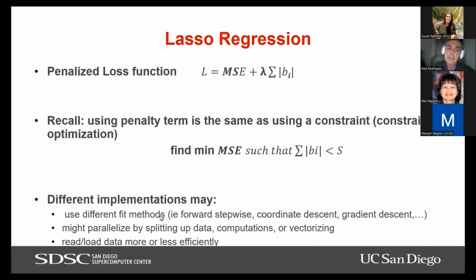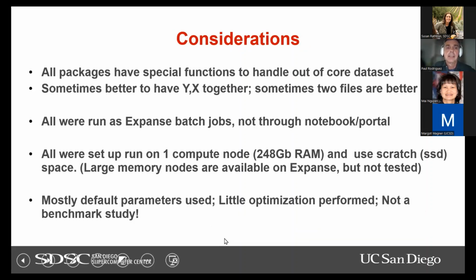So that means you're going to have different fit methods. Maybe you're using coordinate descent. Maybe you're using something from the regression world, which is called stepwise. Different implementations could parallelize different ways, splitting up data, or maybe the computations, for example. There are also questions about how you're going to load and read your data efficiently, so different packages will have different ways to support that. In some sense, that shouldn't be the big burden, but it's good to be aware.